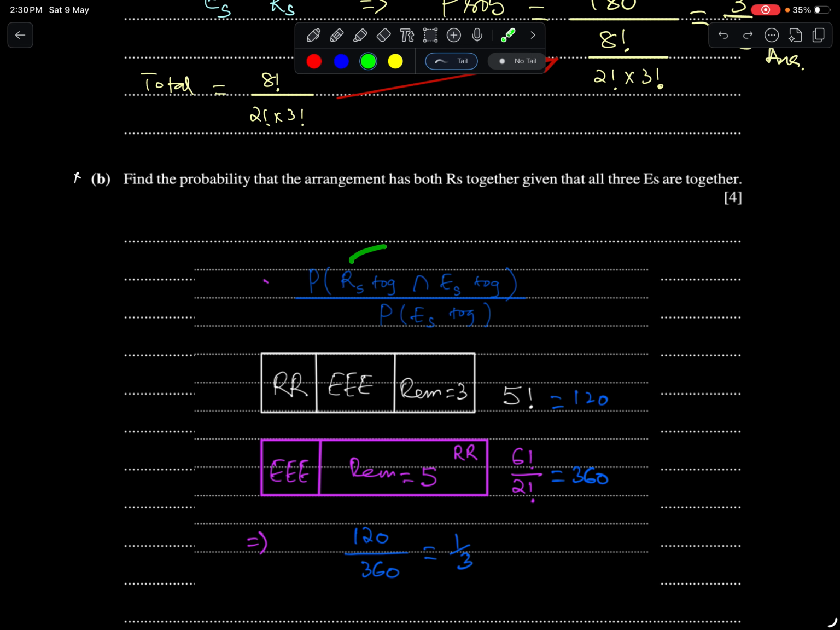Okay, so R's and E's together. So R's together, E's together. This should be in the numerator, 120. Only E's together. This should be in the denominator. So this is 1, this is 1. These are 3 objects, so altogether 5 objects, 5 factorial. Only E's together. So remaining 5 with 2 R's. So 1 object, 5 objects, 6 objects, 6 factorial, 2 R's, 2 factorial.